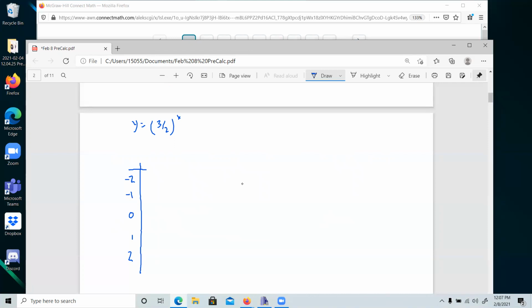I'll do all of my arithmetic over here. When x equals 0, we have y equals 3/2 raised to the 0. Anything except 0 raised to the 0 is 1. 0 to the 0 is, in calculus, you'll learn, what's called an indeterminate form. You don't want to mess with this just yet, kids. That's coming.